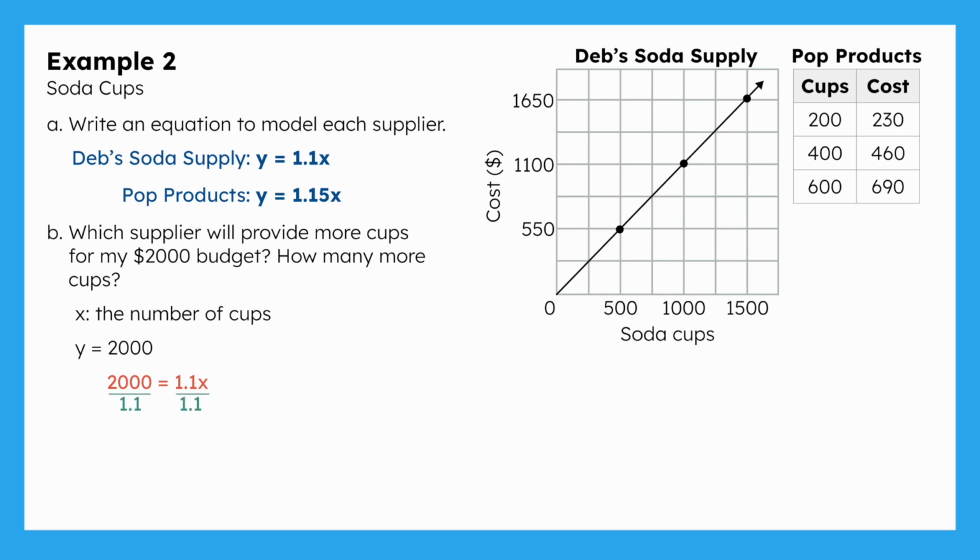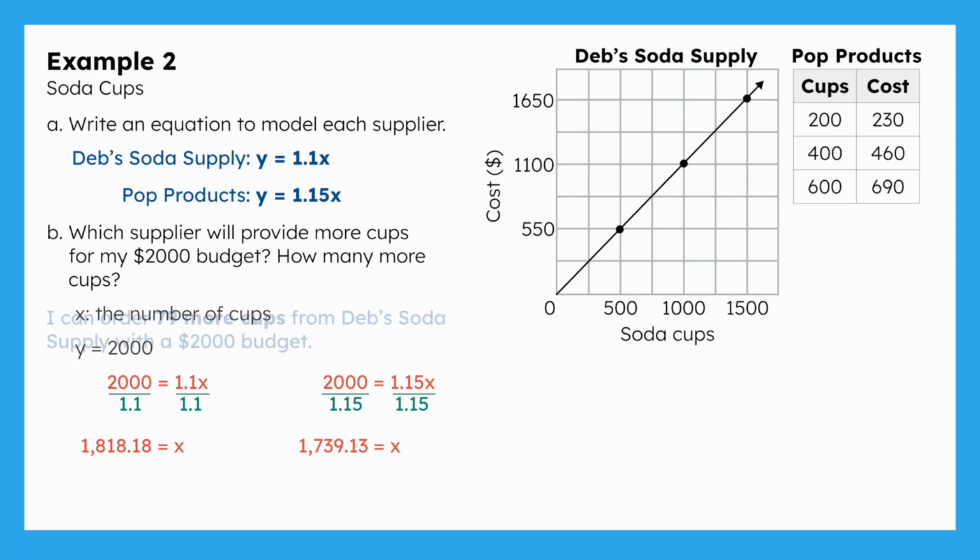I'll divide both sides by 1.1, and that tells me I can buy 1,818 cups from Deb's Soda Supply. For Pop Products, I divide both sides by 1.15 and determine that I can buy 1,739 cups with $2,000. So, I can order 79 more cups from Deb's Soda Supply with a $2,000 budget.